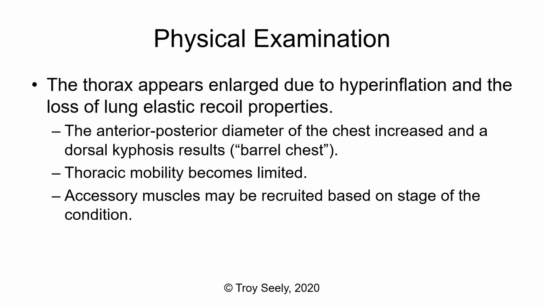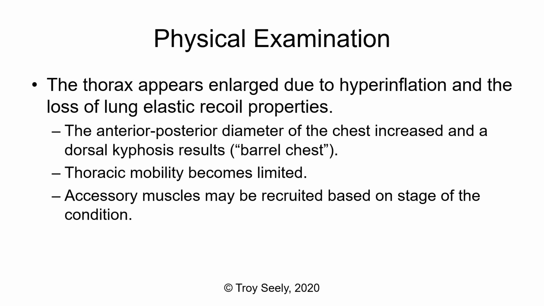Besides the presence of shortness of breath, as well as cough or expectoration, there's other things that we can find if you were doing a physical exam of somebody who has COPD. The thorax, and that would be the chest region, appears enlarged due to hyperinflation and loss of lung elastic recoil properties. So the anterior posterior diameter of the chest, so if you look from the front to the back, it will look increased. And there can be a dorsal kyphosis. So kyphosis rounding up over top, the chest is larger. They look almost like a barrel chest, where the chest itself has expanded with so much air that's being trapped, it's expanded out to the shape of a barrel.